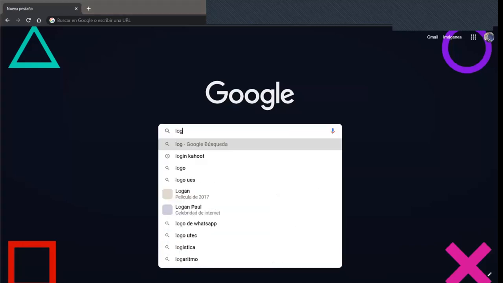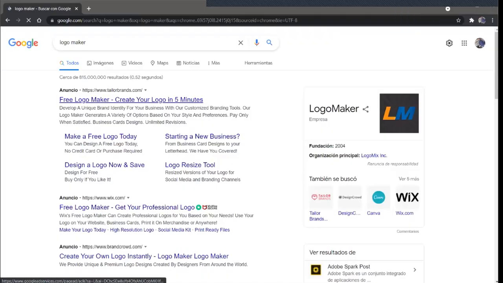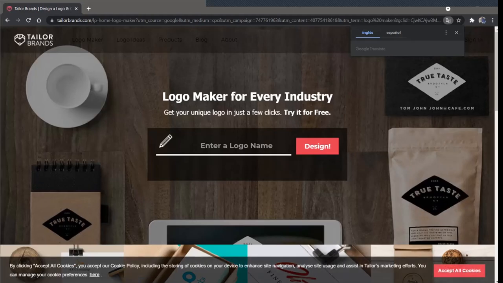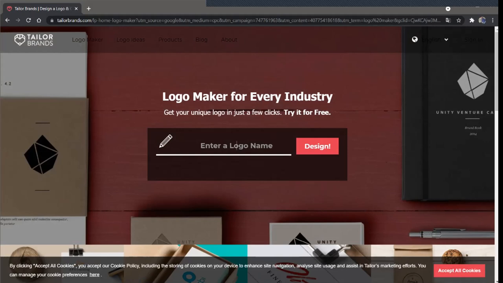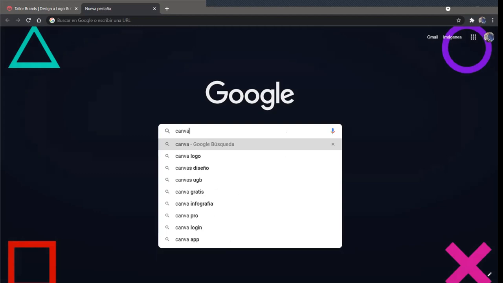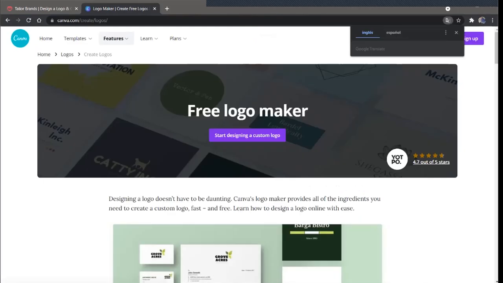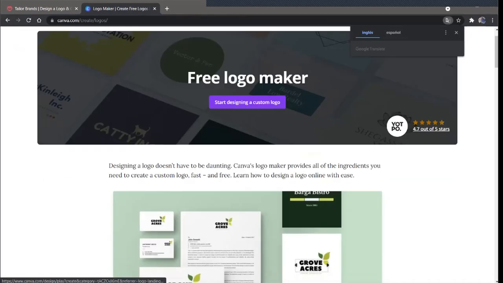Okay, you can Google Logo Maker, create your own logo for your company, enter a logo name, so that will depend on your company. Or you can go to Canva, canva.com, and you have Logo Maker here. You see, I just click on Logo Maker, you will get a free logo here.